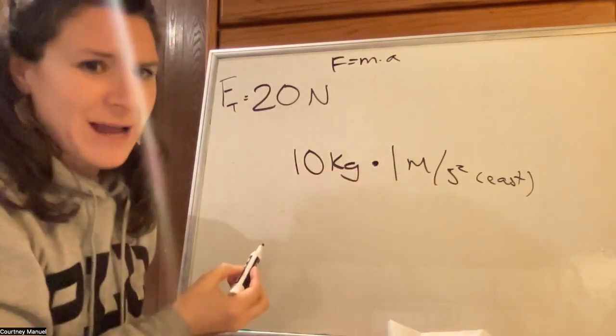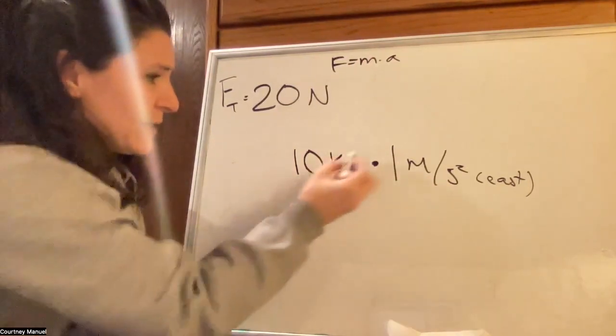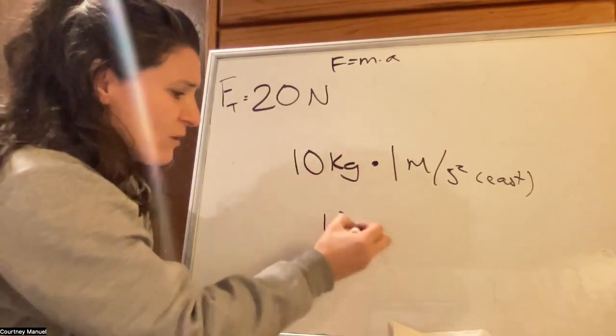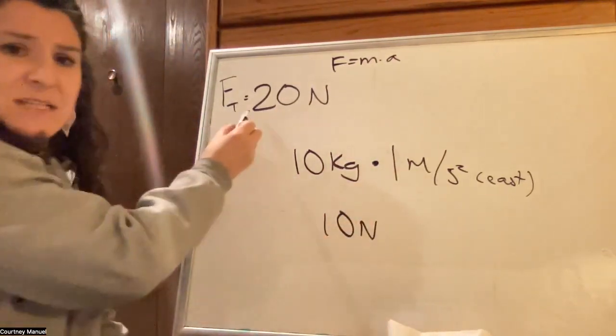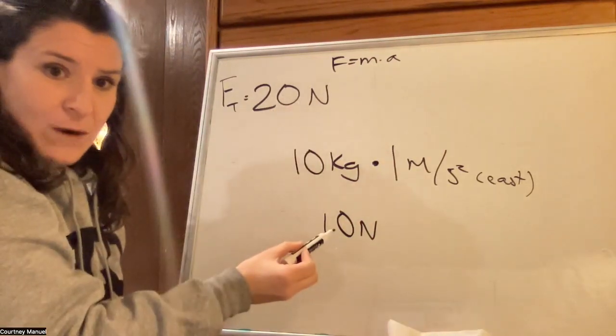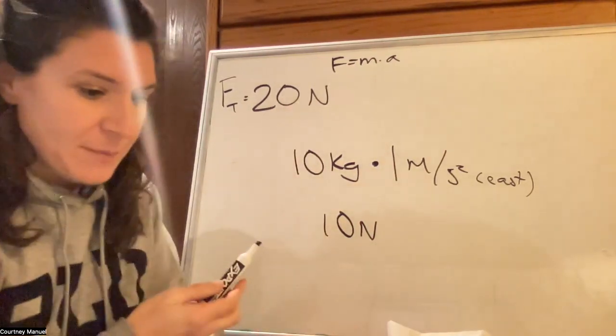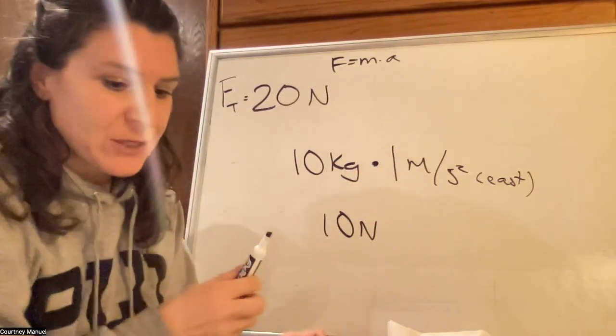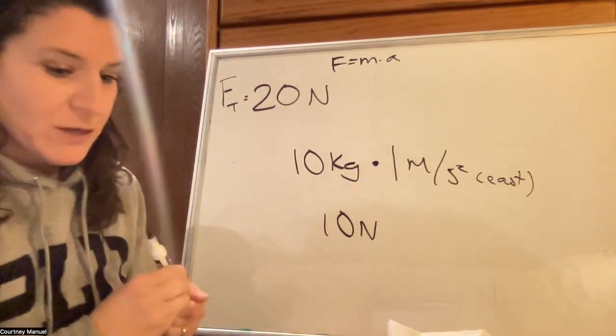Acceleration is 1. I bet you guys can do this in your head. 10 times 1. We have 10 newtons. Now, but the kid's pushing at 20. Right? So where is this happening? It says, what is the friction force opposing this child?